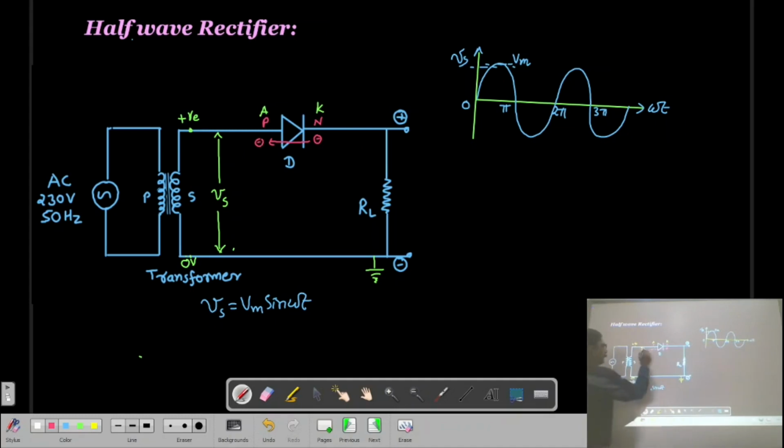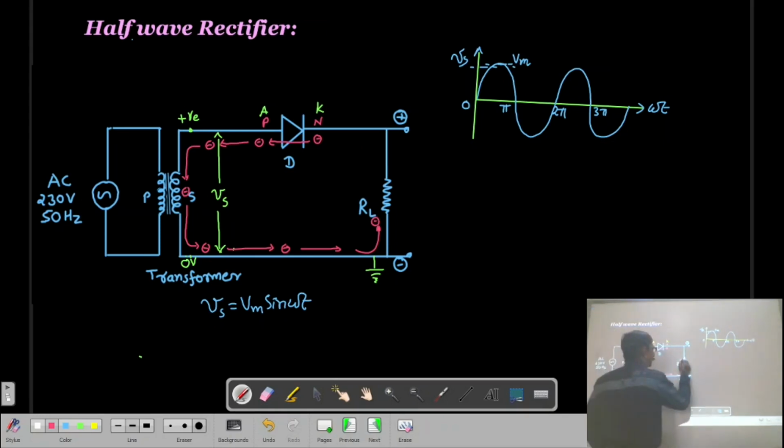Then from the p-type material, this electron will come out from the diode and enter into the secondary of the transformer. From the secondary of the transformer, it will come out, then this electron will enter into a load resistance RL. From this RL, it will come out and then come back to this diode.